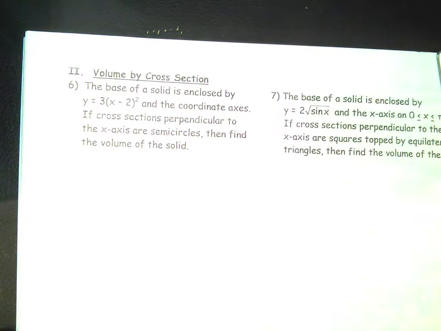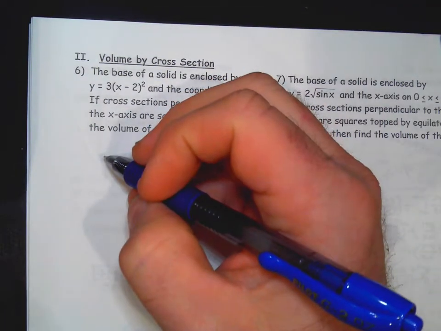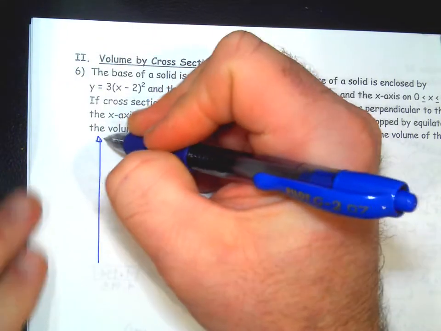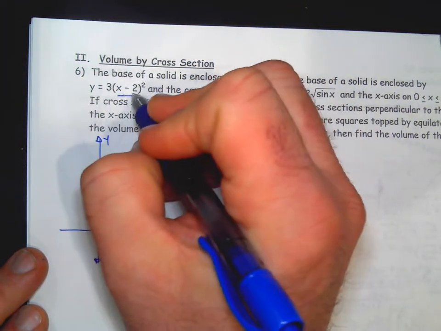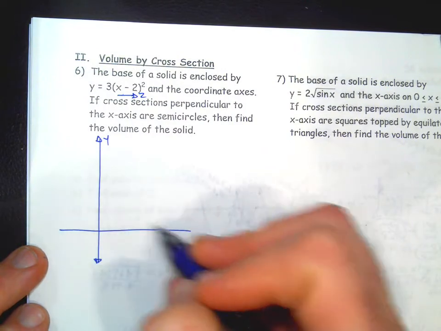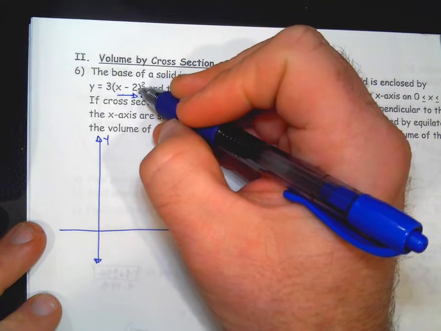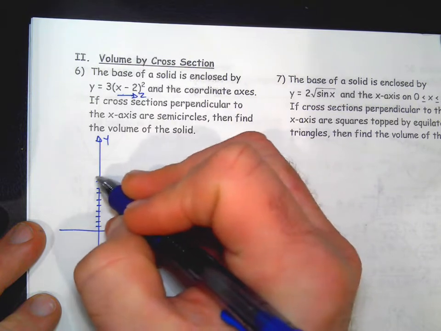We got some volume by cross-section problems. So first one. Base of solid is enclosed by this function, the coordinate axis. Now, you could use your graphing calculator to help you graph this, but if you are good at your basic shapes, this is a parabola that's been shifted to the right 2 and exaggerated by 3. So if you plug 0 in here, you're going to get 12. 1, 2, 3, 4, 5, 6, 7, 8, 9, 10, 11, 12.